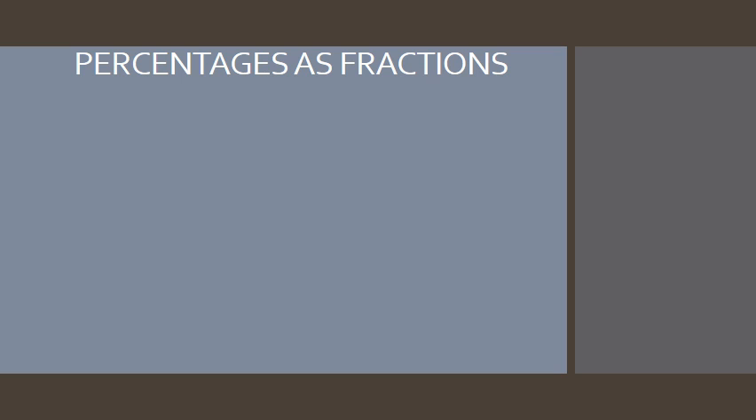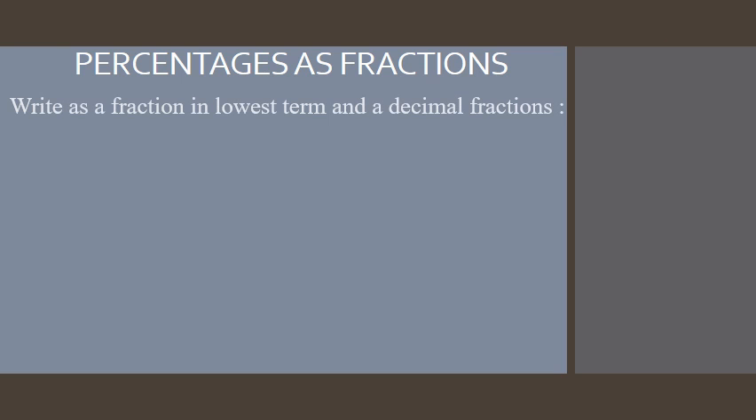Now children, let's move to the next example. So here we have 22.5%, and we need to write it as a fraction in lowest term and as a decimal fraction. So let us see how we will do it. First of all, we will write 22.5% as 225 upon 10, means it is a common fraction, 225 upon 10%. Now children, we know that percent means out of 100, means we have to divide 225 upon 10 by 100. So it will be like this, 225 upon 10 divided by 100, means out of 100.